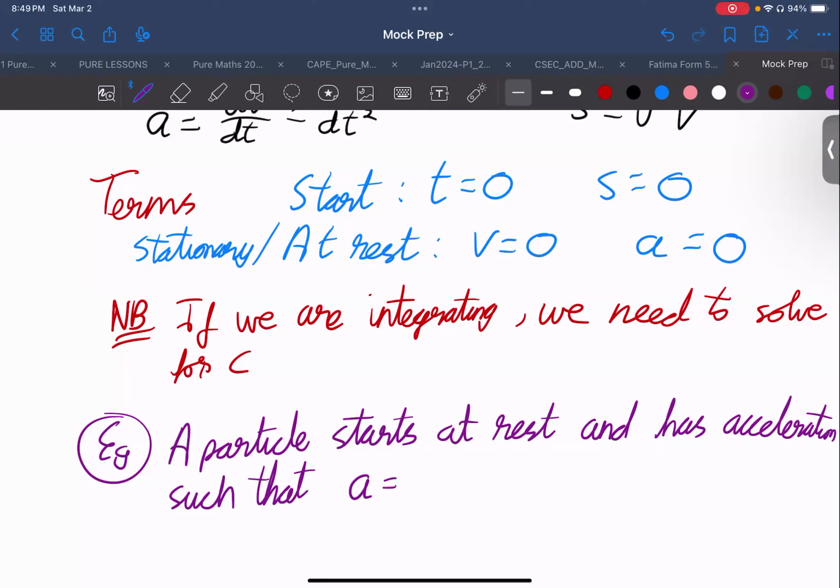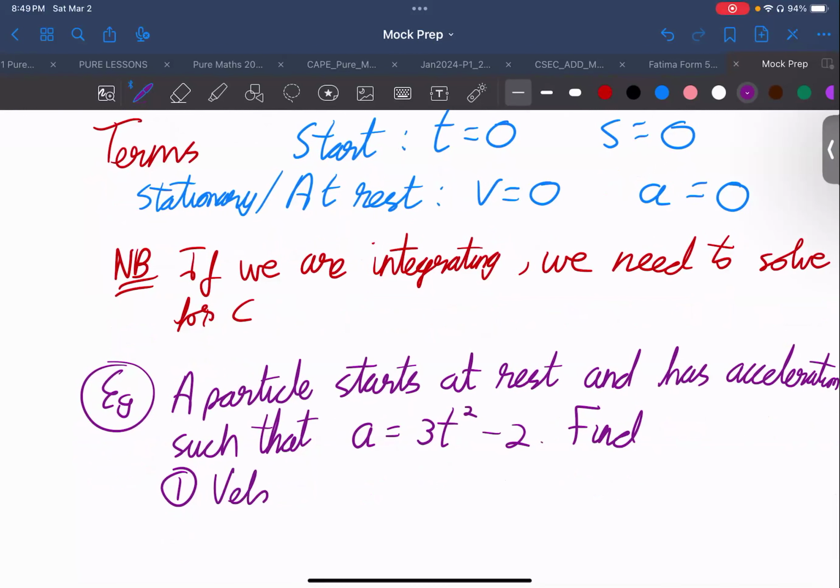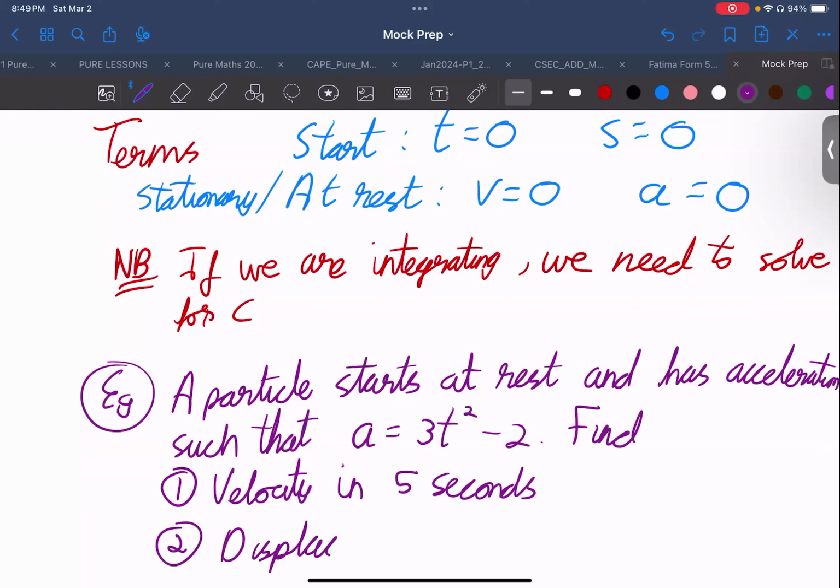All right. A equals 3t squared minus 2. Find one, velocity in 5 seconds. Two, displacement in 10 seconds.